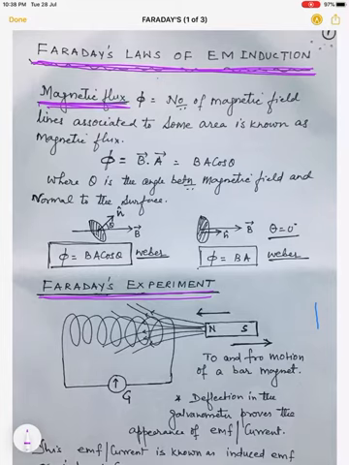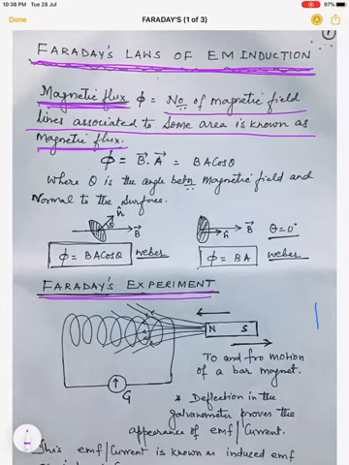What does magnetic flux mean? We have studied in the previous class about the properties of magnetic field lines. So, the number of magnetic field lines associated to some area is known as magnetic flux. If we have some area and we find the number of magnetic field lines associated, that is called magnetic flux. The formula for magnetic flux is given by the dot product of magnetic field and area vector. So B dot A is called magnetic flux.